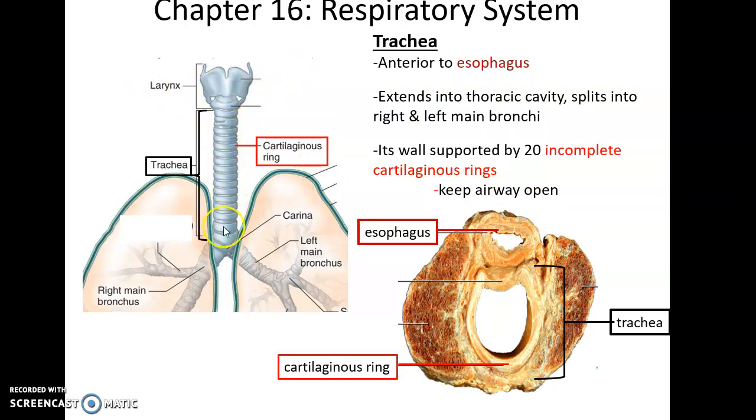Inferior to the larynx is the trachea. The trachea connects the larynx down to the main bronchi. It enters the thoracic cavity, then splits into the right and left main bronchi. The trachea has 20 incomplete cartilaginous rings. So as you can see down here, they're more of a horseshoe-shaped piece of cartilage. These are important because they keep the trachea open. So the trachea is always open, always has air within it. Posterior to the trachea is the fleshy esophagus, which is normally closed, normally does not have air in it.